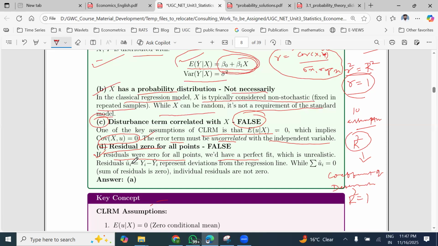If residuals are 0 for all points, then we will have a perfect fit, which is unrealistic, because residuals represent deviation from the regression line. While the sum of the deviations is equal to 0, individual residuals are not 0. That is the reason why A is the answer. Clear?